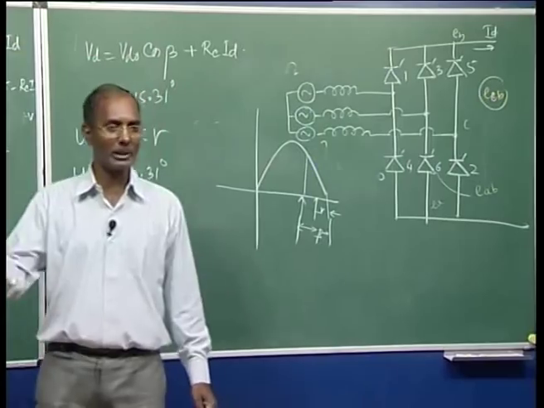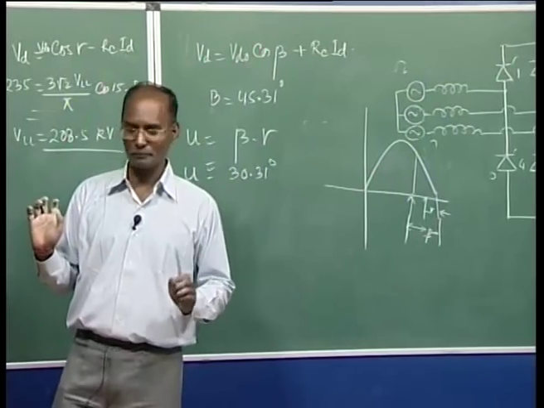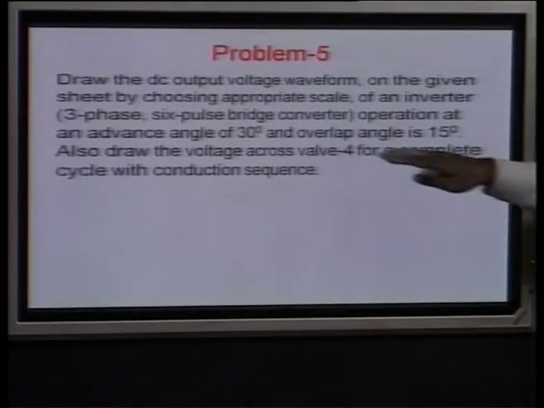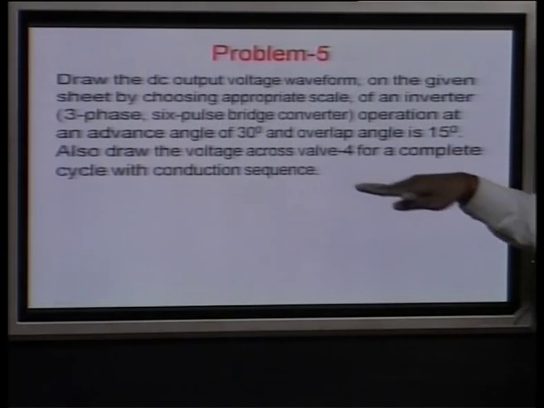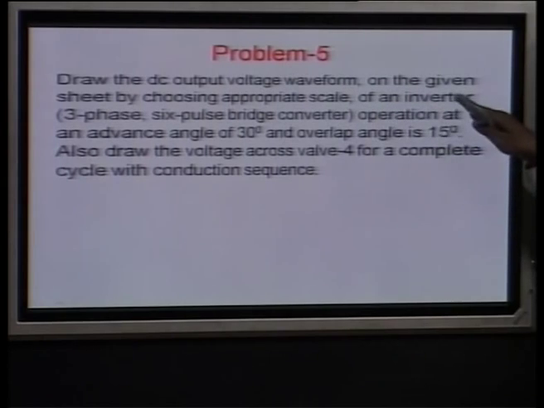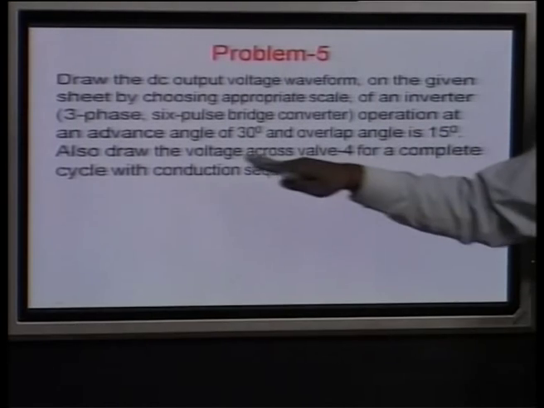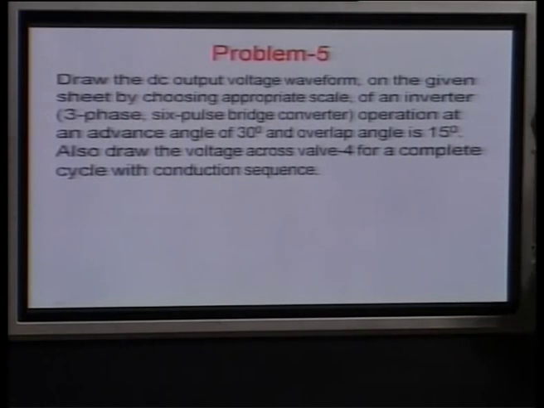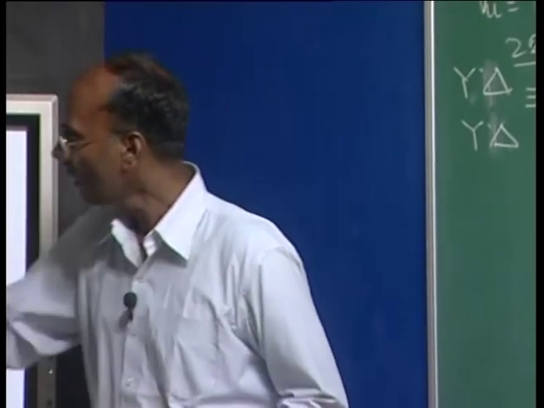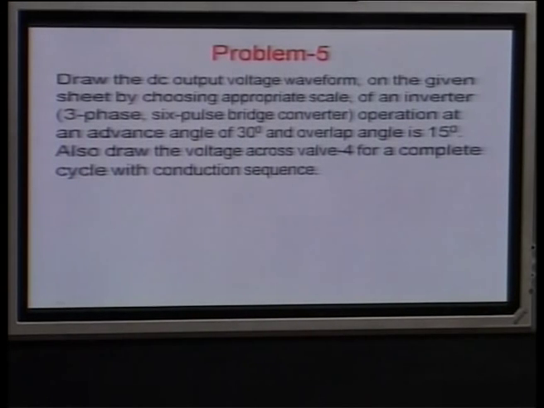It is the advance angle, which means beta is given to you, and beta means alpha is 150 degree, so you are in the inverter operation. In this problem it is said: draw the DC output voltage waveform on the given sheet, choosing an appropriate scale, of a 3-phase 6 pulse bridge converter operating as an inverter at an advance angle of 30 degree, that is beta is 30 degree, and overlap angle is 15. So we are sure that U is less than 60, and we are in the 2-3 valve conduction mode. Also draw the voltage across valve 4 for the complete cycle with the conduction sequence.